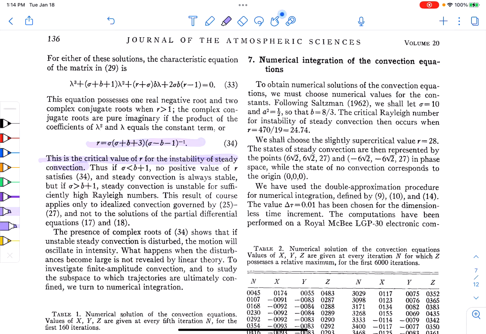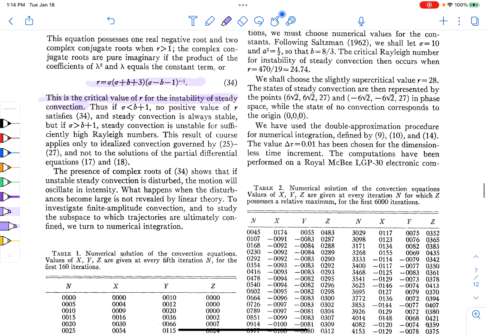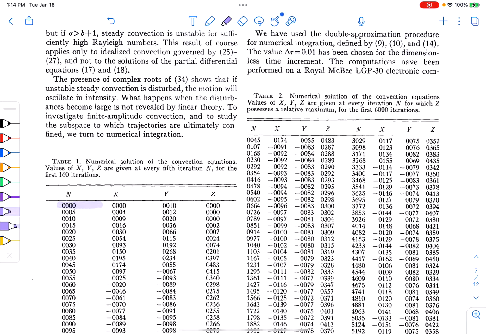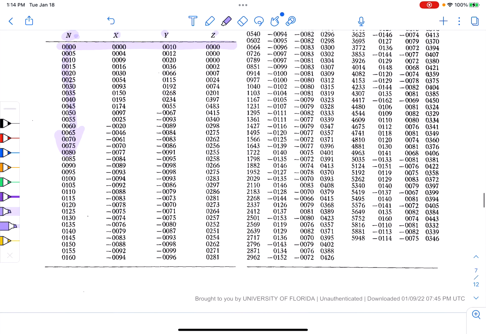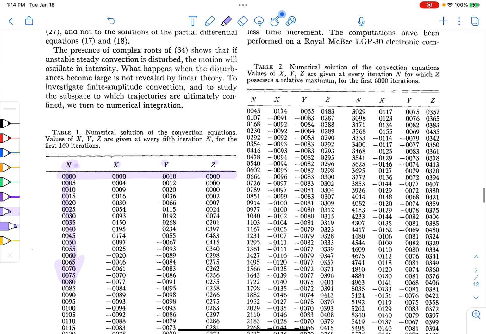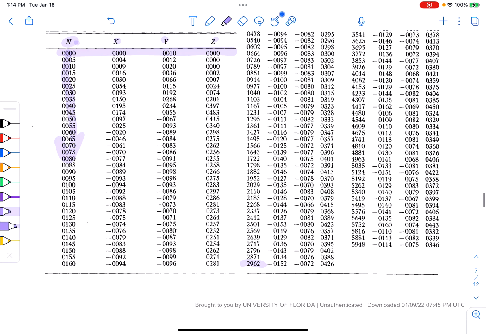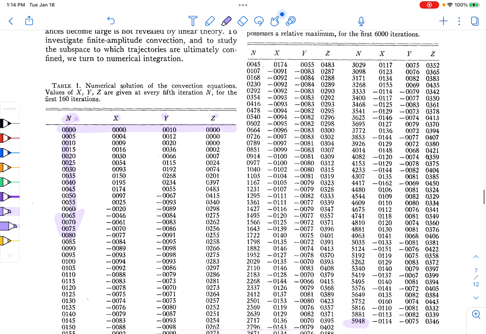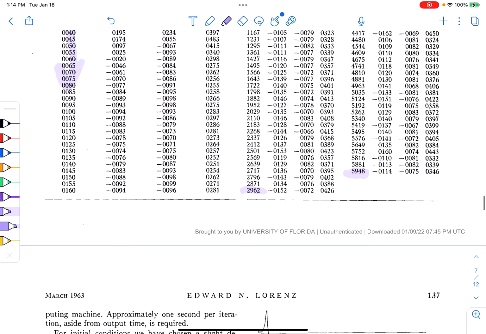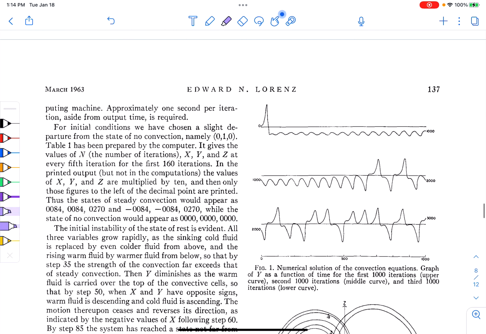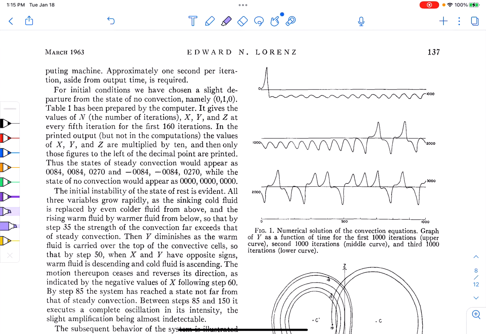Anyway, this is where he presents his numerical results for this equation, and that's in this table. So here's his initial condition and his iteration in this direction, and then here are his values x, y, and z. He just gave you these as a numerical example for a number of iterations all the way to 5948, this n. That's really what we're going to be doing. And let's look at some of his results.